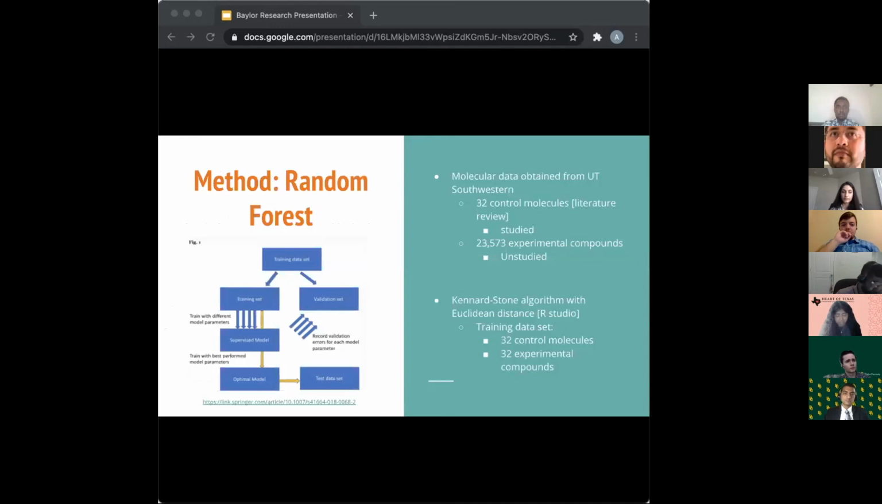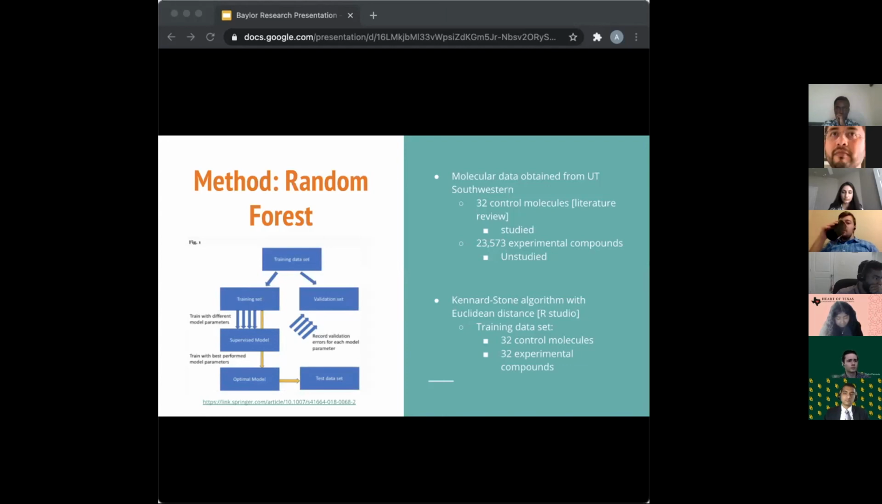The 32 antiviral control molecules identified earlier as having physiological and therapeutic effects were compared to a data set of 25,573 experimental compounds that have not yet been studied. The Kennard-Stone algorithm was used to pick out 32 representative molecules to create the training data set consisting of 32 control molecules and an additional 32 experimental molecules to apply to the experimental compounds.